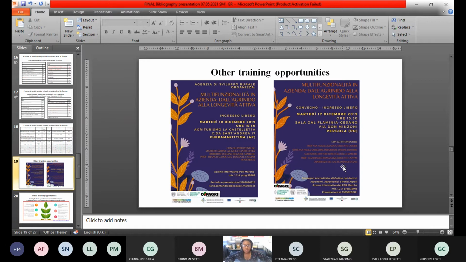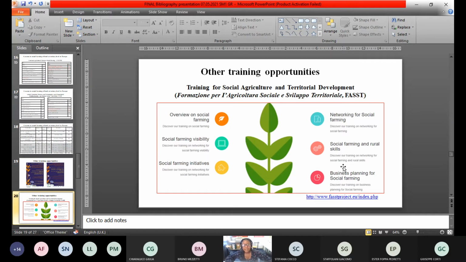There are other training opportunities apart from courses offered at the university level. There are also seminars, conferences, and webinars held throughout the territory to educate people on social farming. And there are also online organizations that offer free training for social agriculture. One in particular is a training for social agriculture and territorial development, which focuses on a number of topics and trains people or farmers who want to go into social farming.